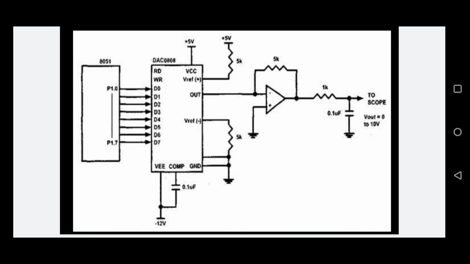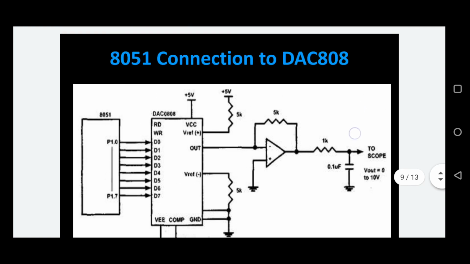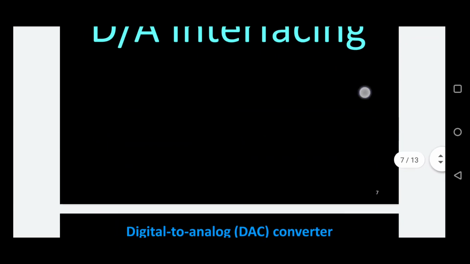From this output we can generate different types of non-sinusoidal waveforms like square waveform, sawtooth waveform, ramp waveform, as well as staircase waveform. These are the different types of waveforms we are going to study with the DAC converter. In the laboratory also we are doing the same experiment, and we can see some different programs on how to generate the square waveform, ramp waveform, staircase waveform, etc. So that's all about DAC converter interfacing with 8051 microcontroller. Thank you.